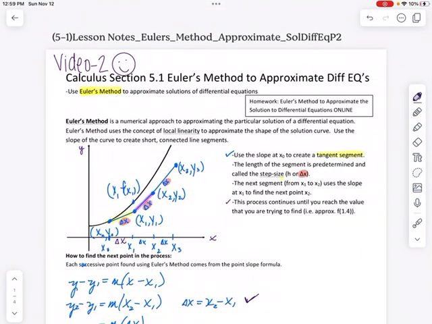Okay, we're back, and it's Mrs. Allen, and we are looking at 5.1 Euler's method. We're just finishing up this lesson with video 2.